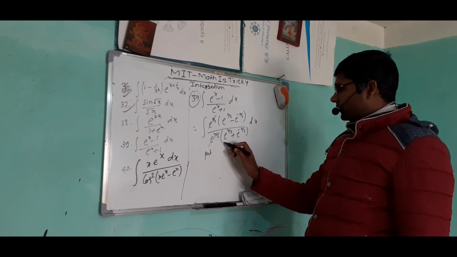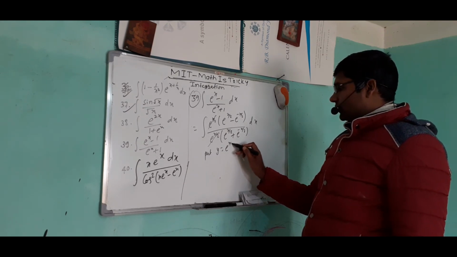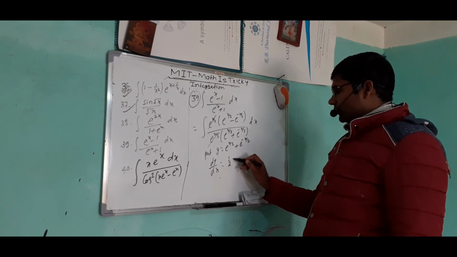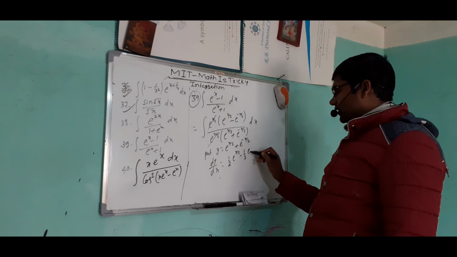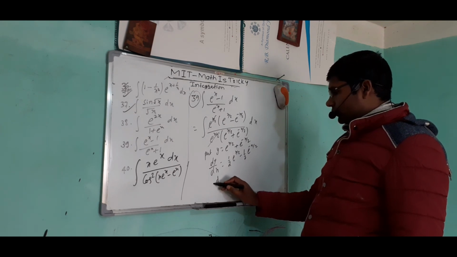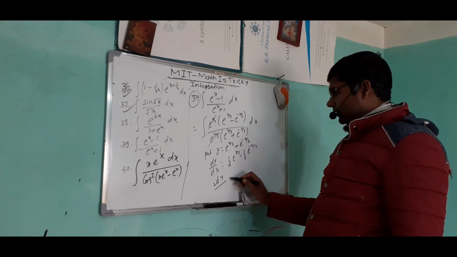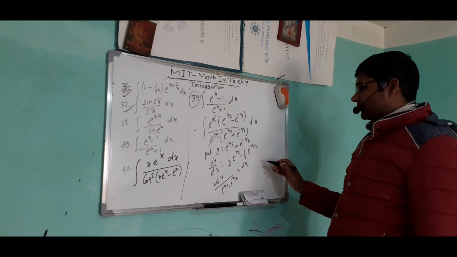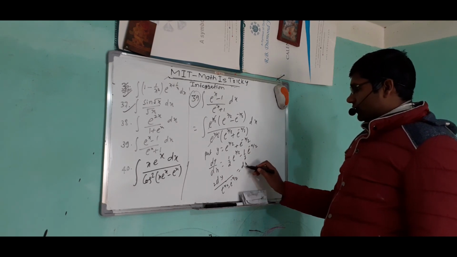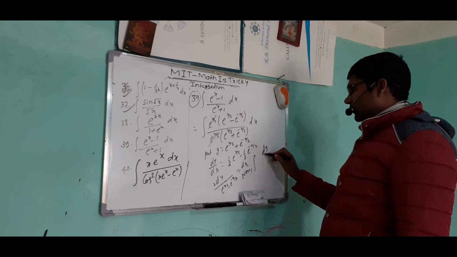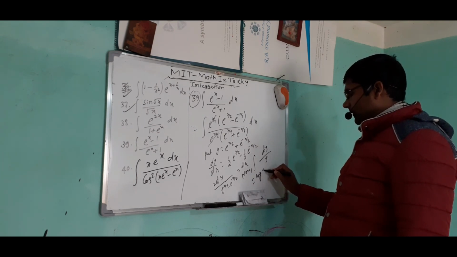So put here y equals e power x by 2 plus e power minus x by 2. So dy by dx will be how much? 1 by 2 e power x by 2 minus 1 by 2 e power minus x by 2. Therefore 2 dy by e power x by 2 minus e power minus x by 2 equals dx. Now the question becomes, if you substitute this dx, it is simply dy by y. The answer is log y plus c.